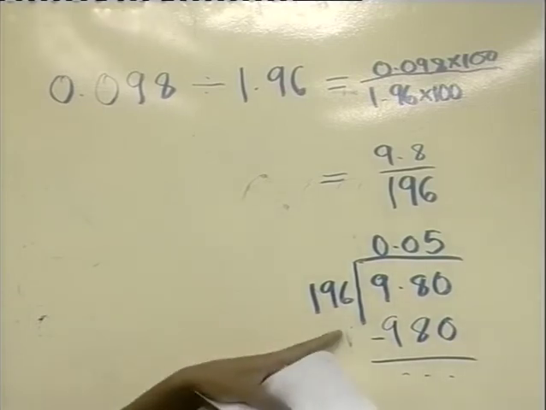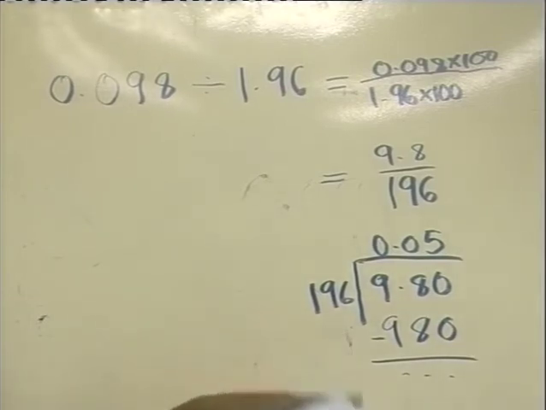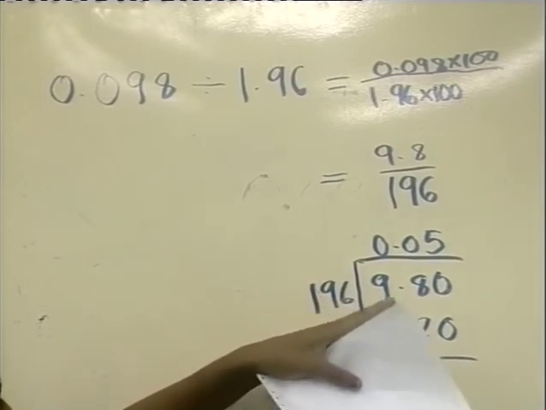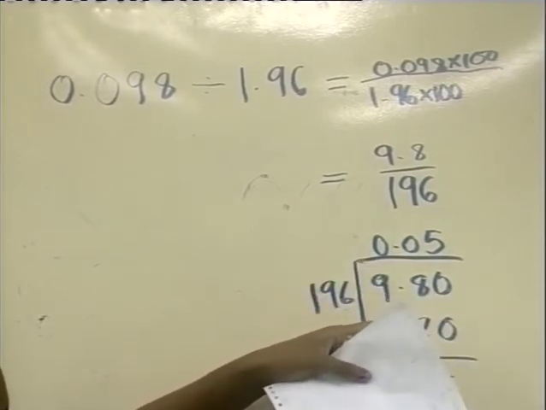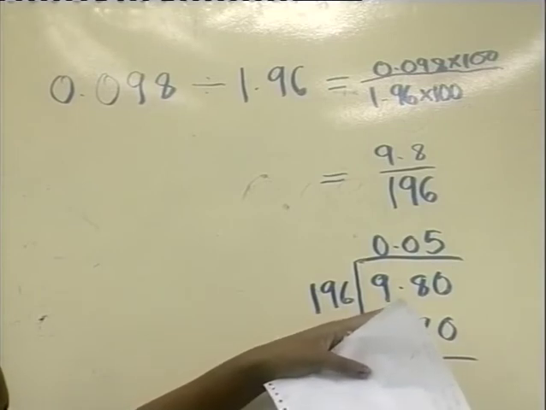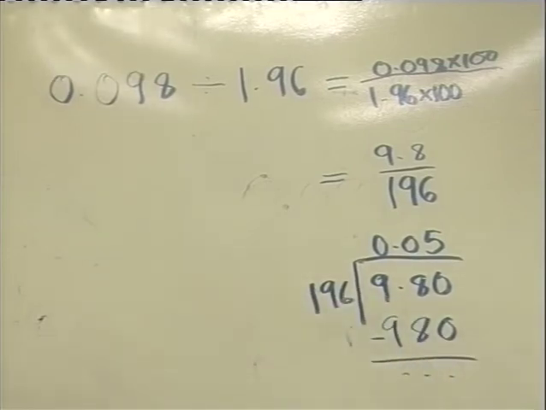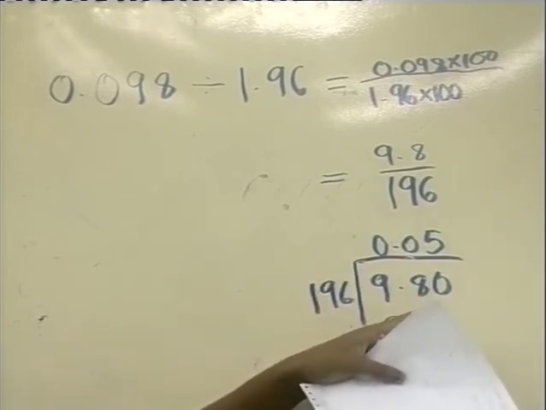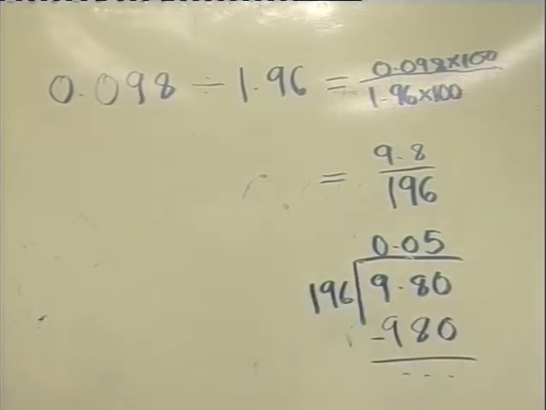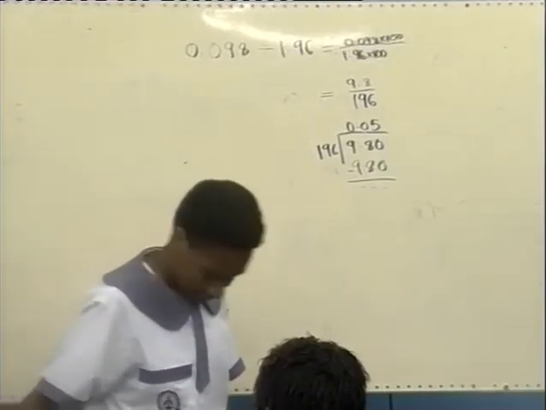So 196 cannot go into 9, so you put a 0, bring up the decimal point, and 98. 196 cannot go into 98, so you put a 0 and bring a 0 down. So 196 into 980 is 5. So the answer for the question is 0.05. Thank you.